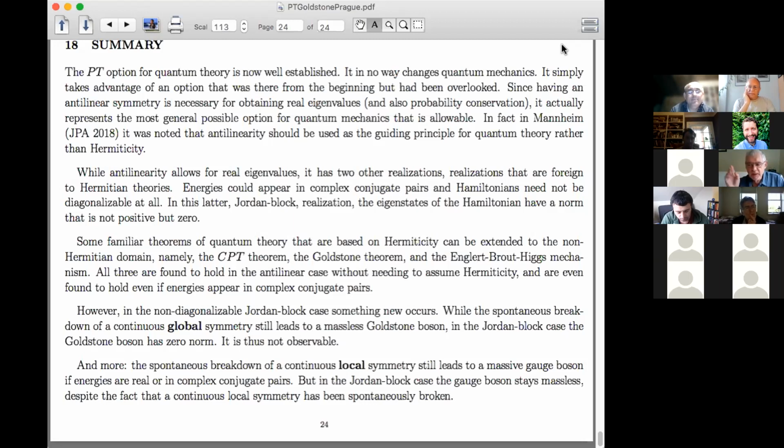But nonetheless, I don't think that has anything to do with zero norm states, because the zero norm states I'm referring to occur in a non-diagonalizable Hamiltonian in a Hilbert space which does not have a positive norm, whereas the wave function renormalization is occurring in a Hilbert space which does have positive norm. And it's just a statement about to what extent you can rely on radiative corrections.